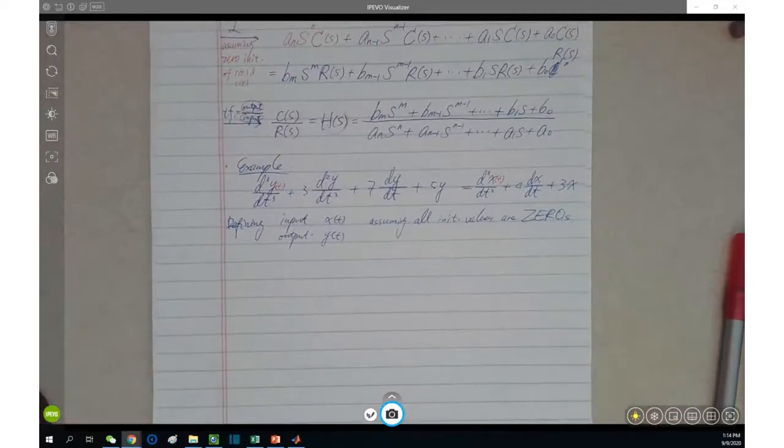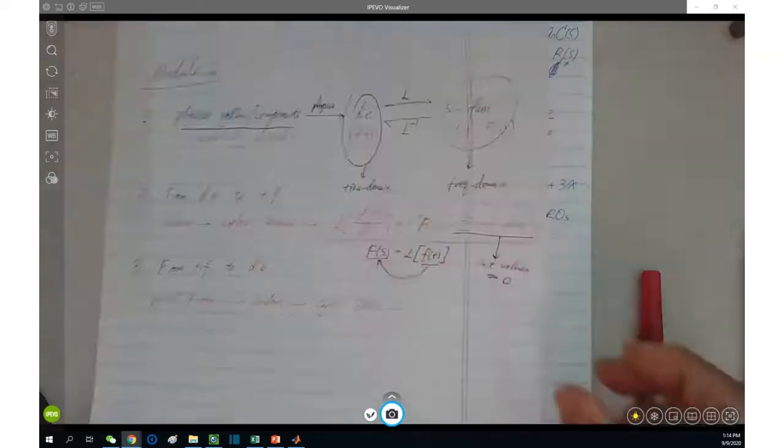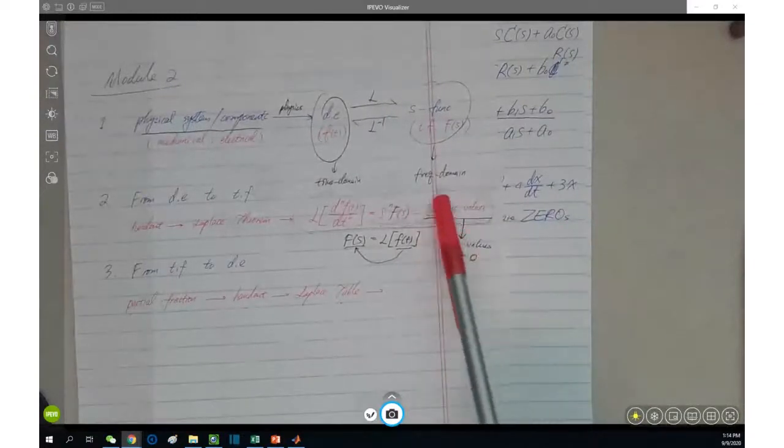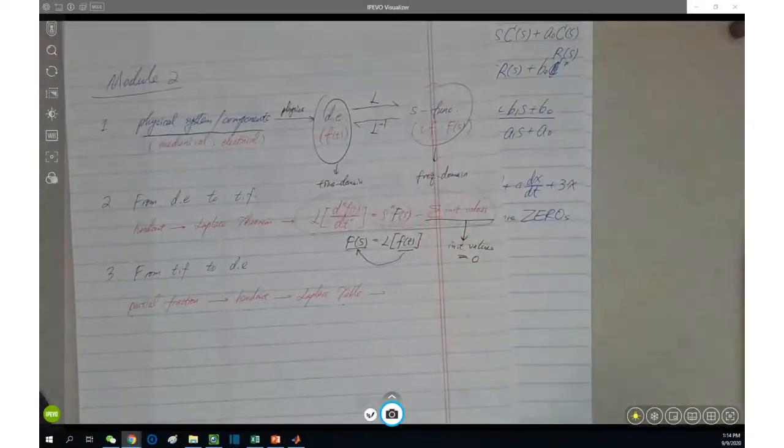If you involve the initial conditions, this formula should involve this part, which is a constant, not 0.